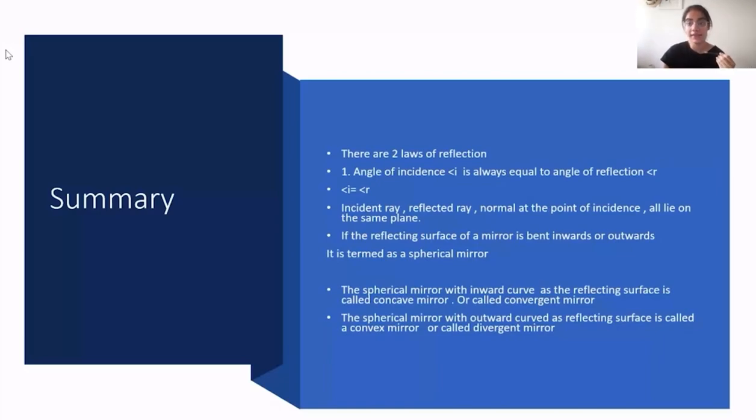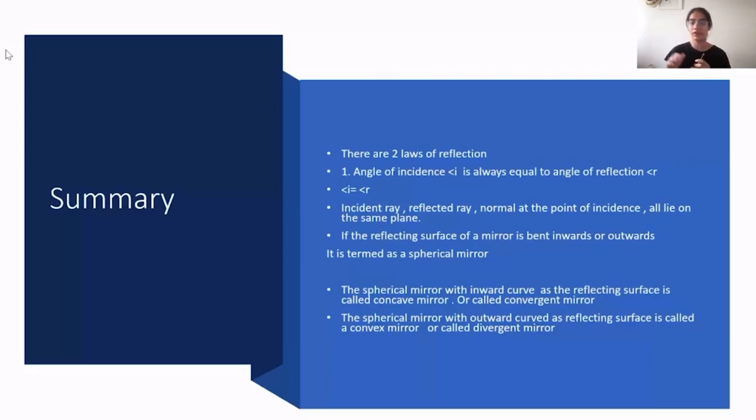For plane surfaces, for incident light and reflected light, we have two laws. One, the angle of incidence is always equal to the angle of reflection. Two, the incident ray, the reflected ray, and the normal to the point of incidence all lie on the same plane. These laws are also followed by curved surfaces. Laws of reflection do not change for these surfaces.